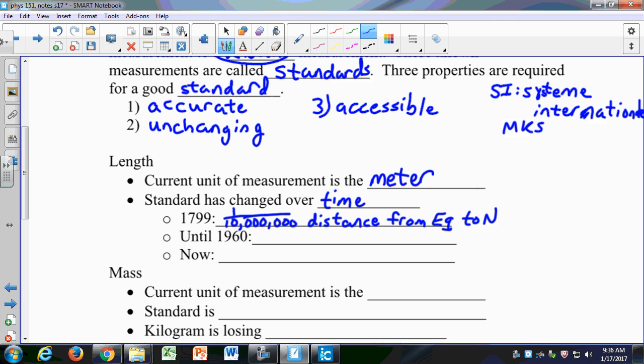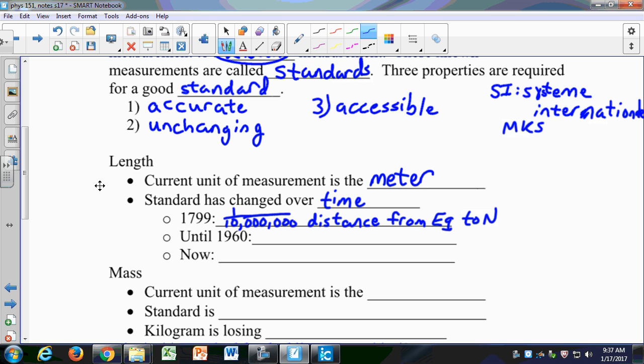Now, which of these, accurate, unchanging, or accessible, makes this not a very good standard? Is it accurate? Not really, right? It's hard to measure that distance accurately from the North Pole to the equator, and so it's just not a very accurate measurement. Is it unchanging, that distance? No, not really. It can change, right? As the Earth can sort of change its shape, geological formations can form. So it's not unchanging. It is accessible, excuse me, it is accessible to all because everybody can measure the distance from the equator to the North Pole.